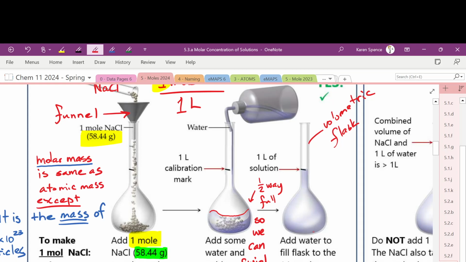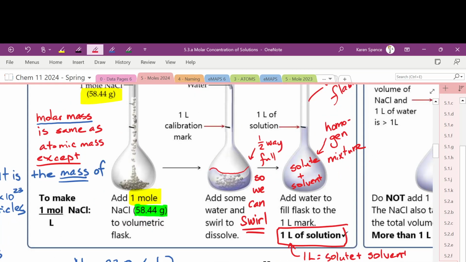So now we would have solute in here plus the solvent, and they are now a homogeneous mixture. Okay, and that gives us 1 liter in total. So the 1 liter is the solute plus the solvent, because the solute takes up some space and the solvent takes up some space. So it is 1 liter of solution.